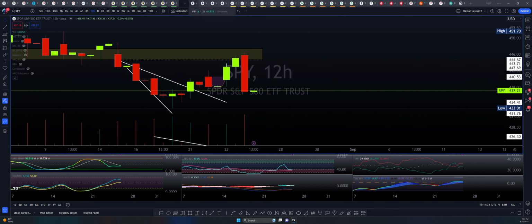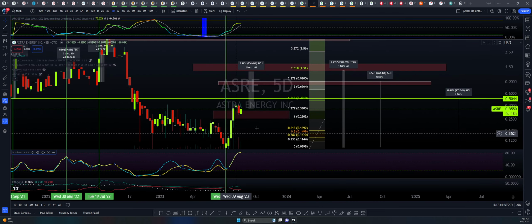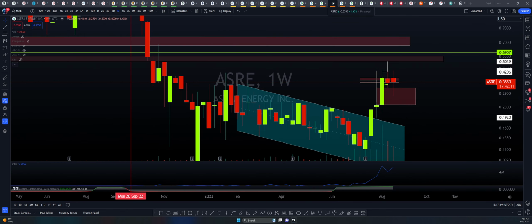So this is looking very good, and I do suspect a continuation to the downside here for the ticker symbol SPY, and that would introduce a further upside, seeing the inverse correlation between ASRE and the broader markets. So that's looking mighty powerful.